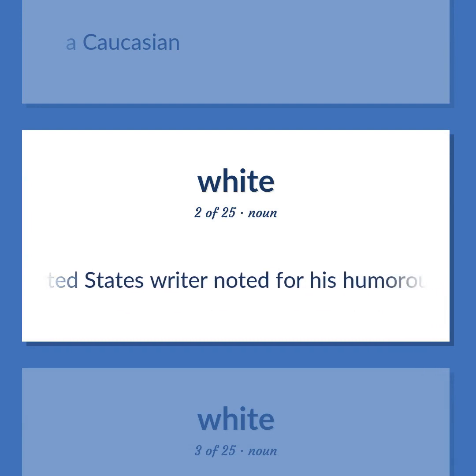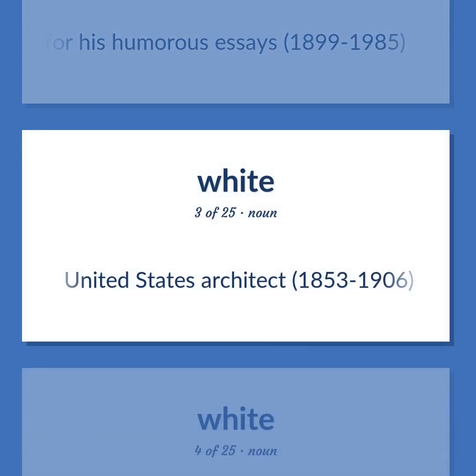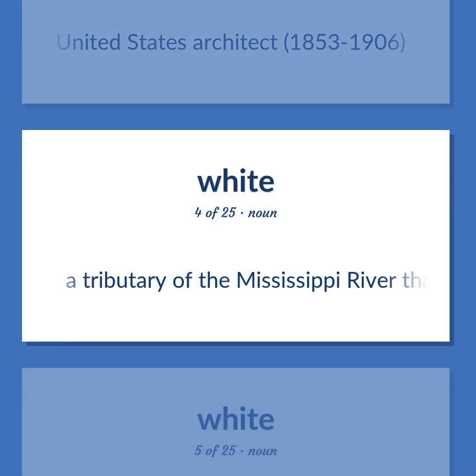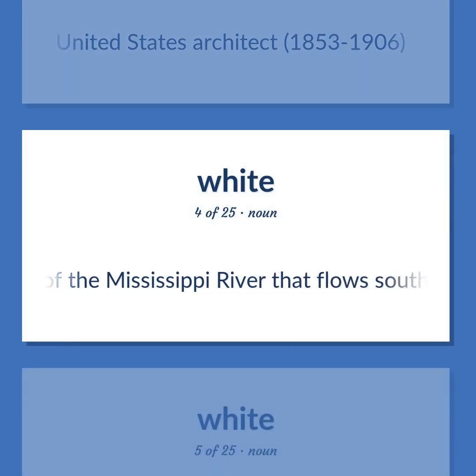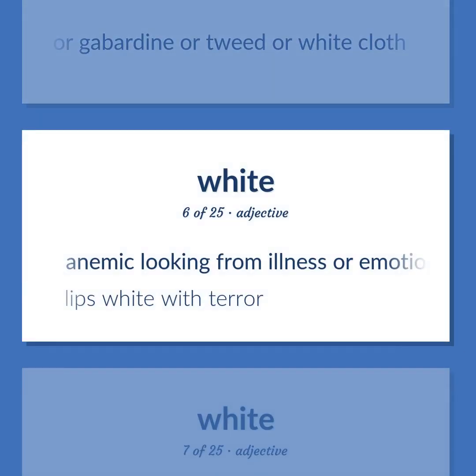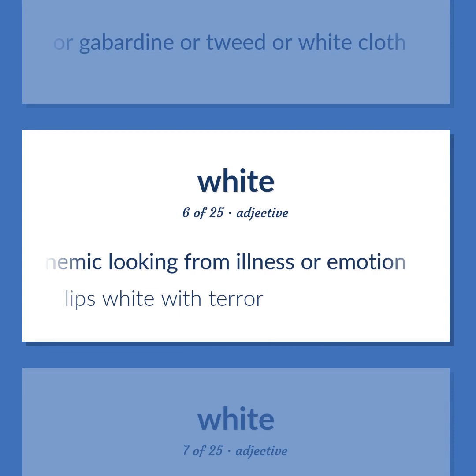United States writer noted for his humorous essays, 1899 to 1985. United States architect, 1853 to 1906. A tributary of the Mississippi River that flows southeastward through northern Arkansas and southern Missouri. Usually in the plural, trousers made of flannel or gabardine or tweed or white cloth. Anemic looking from illness or emotion. Lips white with terror.